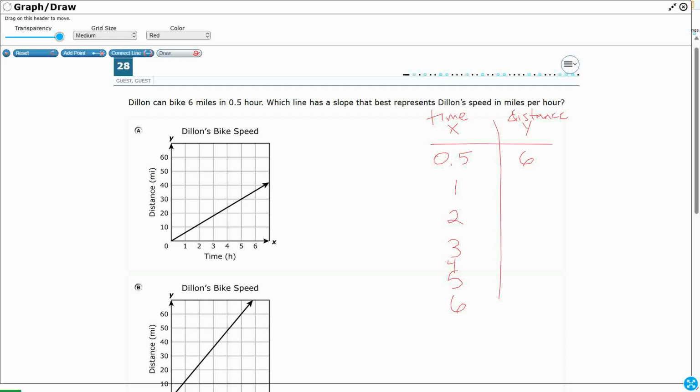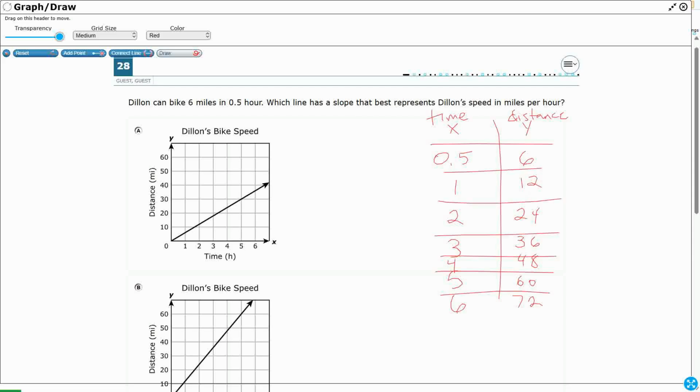And so we don't have it as a unit rate yet. For a unit rate, we're looking for a denominator of 1, but we could just double this. If we double 0.5, we get 1. So if we double 6, we're going to get 12. That's our unit rate. So it's 12 miles per hour is what it looks like. So that's going to be 24. It's going to be 36, 48, 60, 72. All right, so we've got a basic table of values.